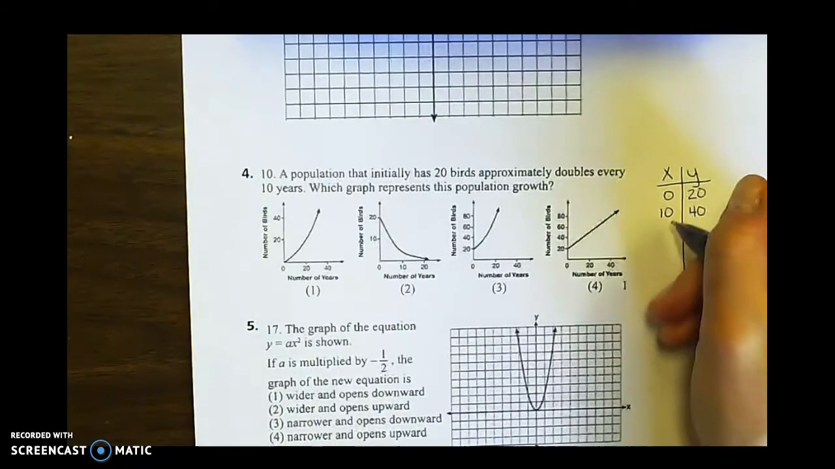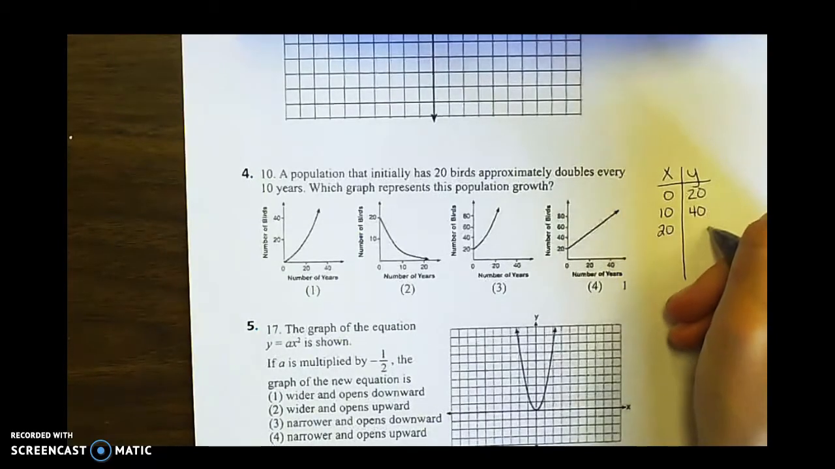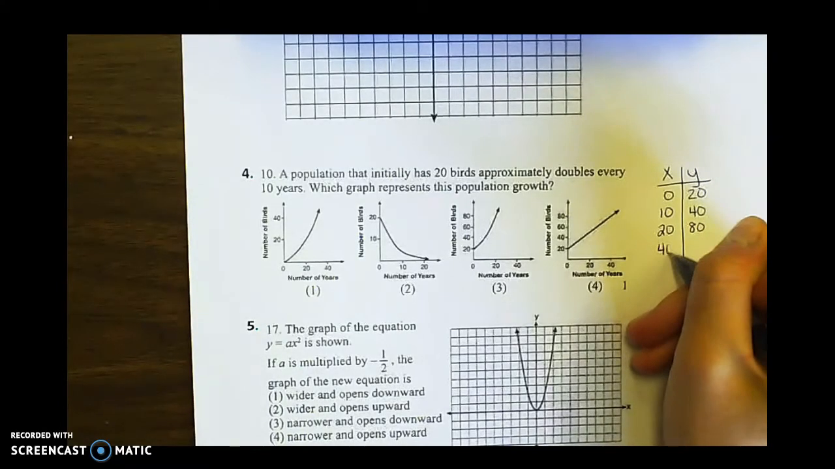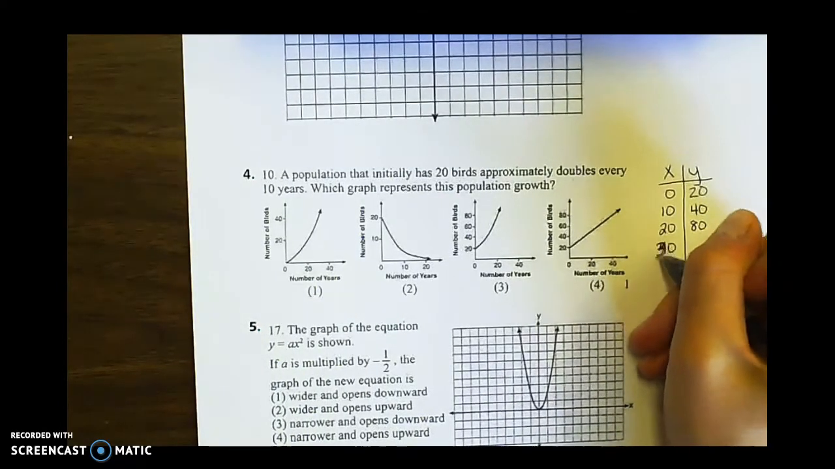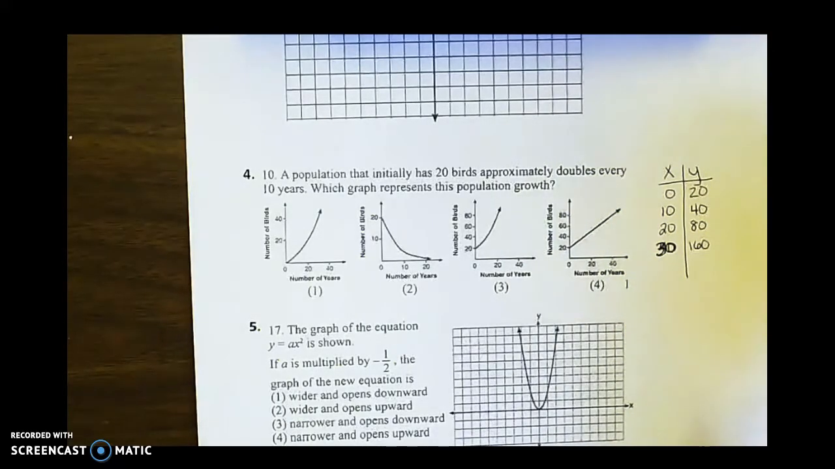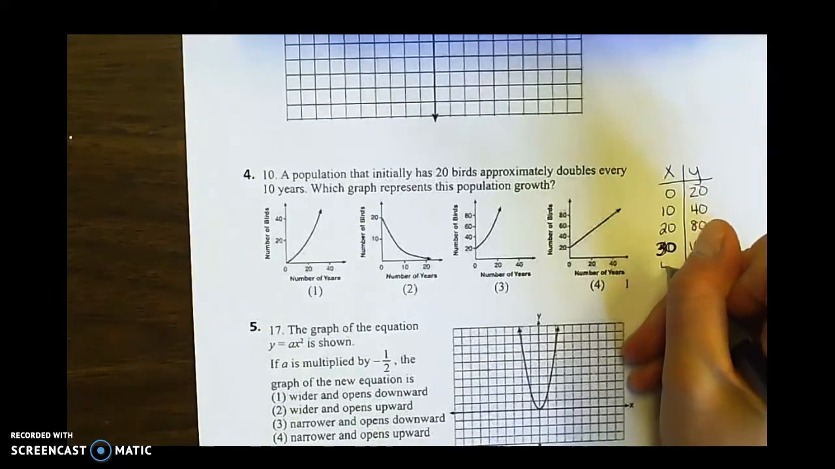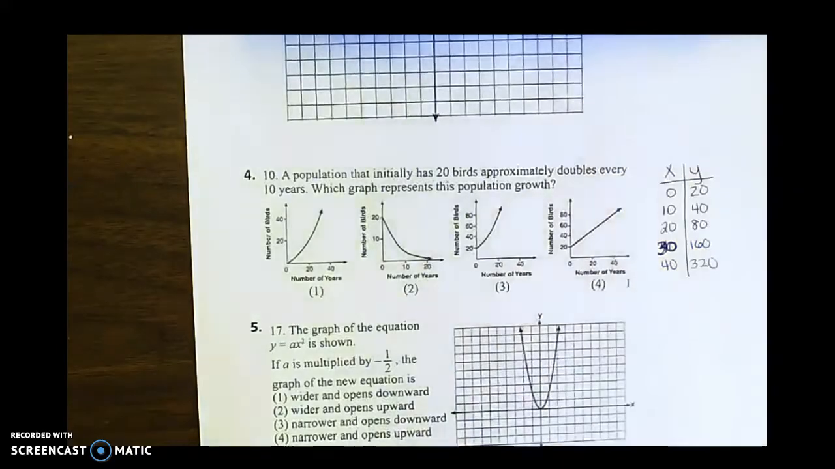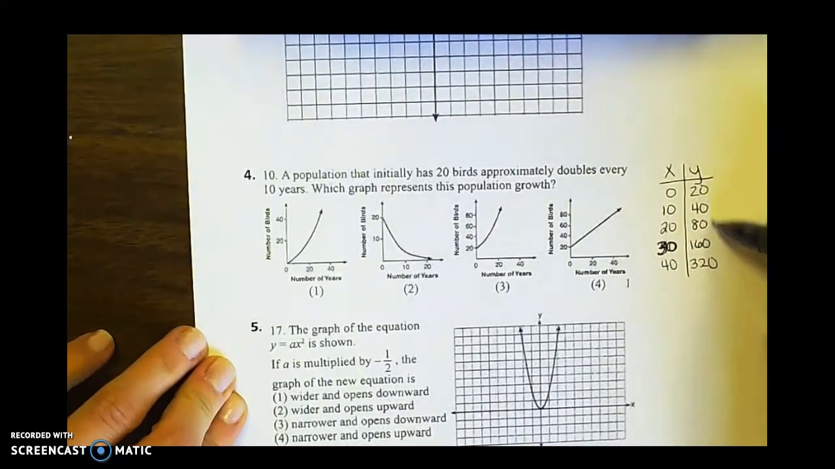Now in 10 more years, so that'll be 20 years, we're going to double this again, so this is going to become 80. And then in 30 years, we're going to double this again to get 160. And then in 40 years, we're going to double that again and have 320. Now we want to see which of our graphs is going to have these points on it.